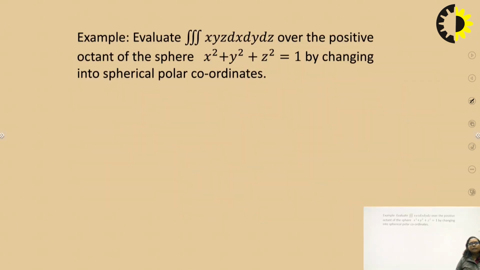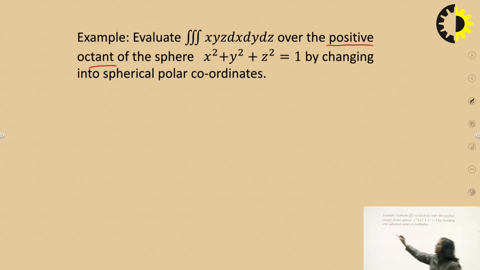Coming to one more example. The example says: evaluate the triple integration of x y z dx dy dz over the positive octant of the sphere x square plus y square plus z square equal to 1, by changing into spherical polar coordinates. Here you are taking only the part of the sphere which lies in the positive octant. We need to find this evaluation.